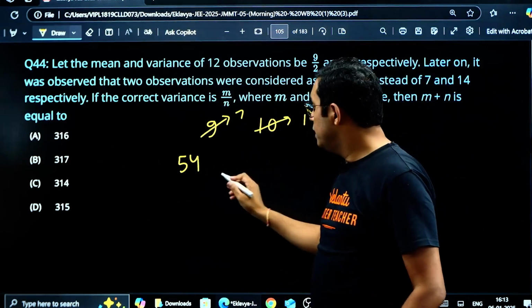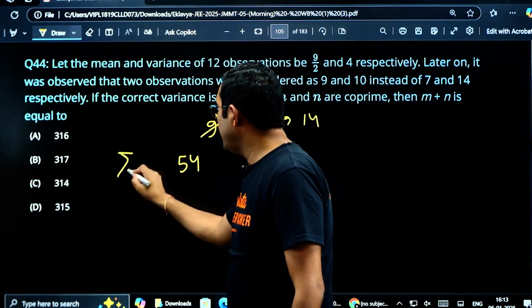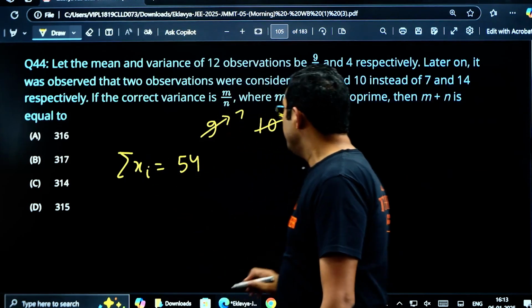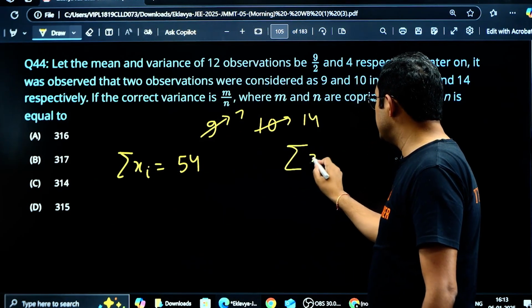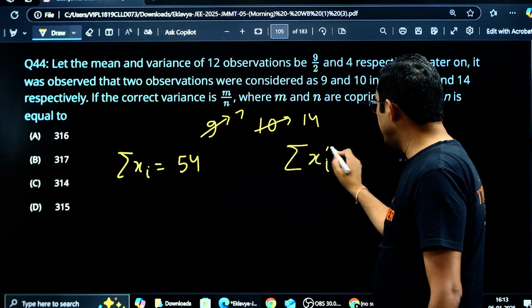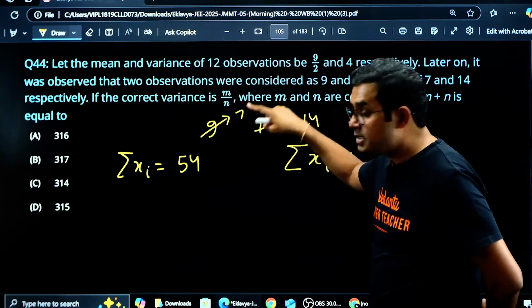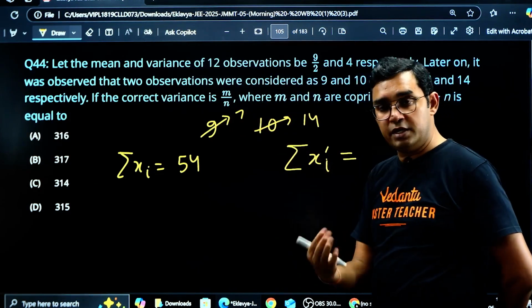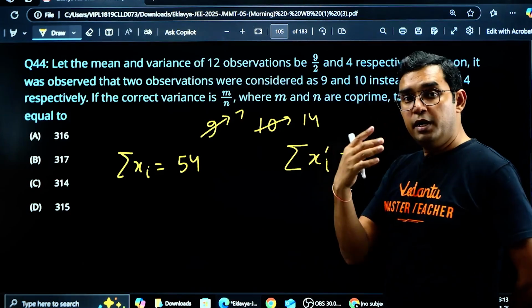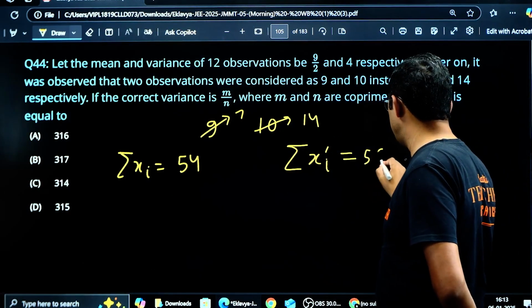54 is the total sum, that is sigma xi. But the corrected sigma xi will not be this. Sigma xi dash, the corrected one: because 9 is replaced by 7, the value is reduced by 2, and here 4 is increased, so a total increase of 2 will be there, so it is 56 here.